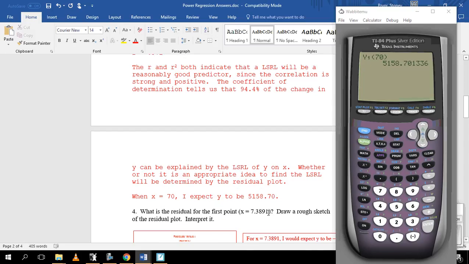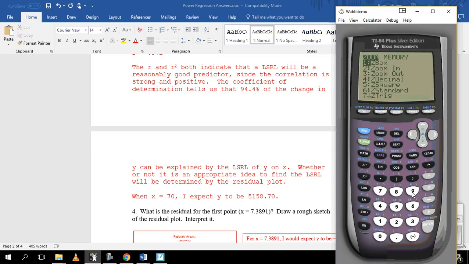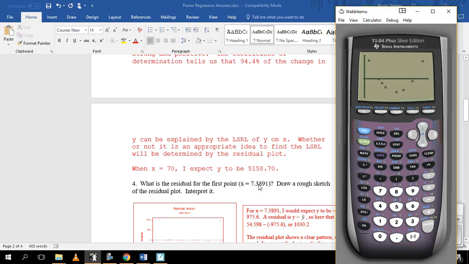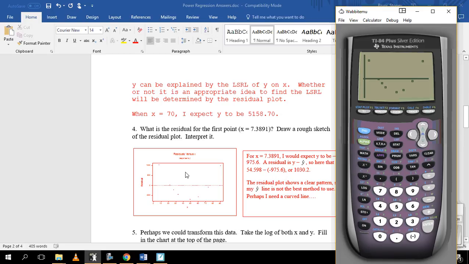Now, to do the residual plot and answer this next question, I go second stat plot, and this L2, I'm going to change it to list resid. So now when I hit zoom 9, I get that. Now again, this line here is simply this equation. I can turn it off if it bothers me. But here's what I get. I see a clear pattern. Big problem. Don't like it. You can see the pattern on here. Big pattern means what I did wasn't the most appropriate way to go.